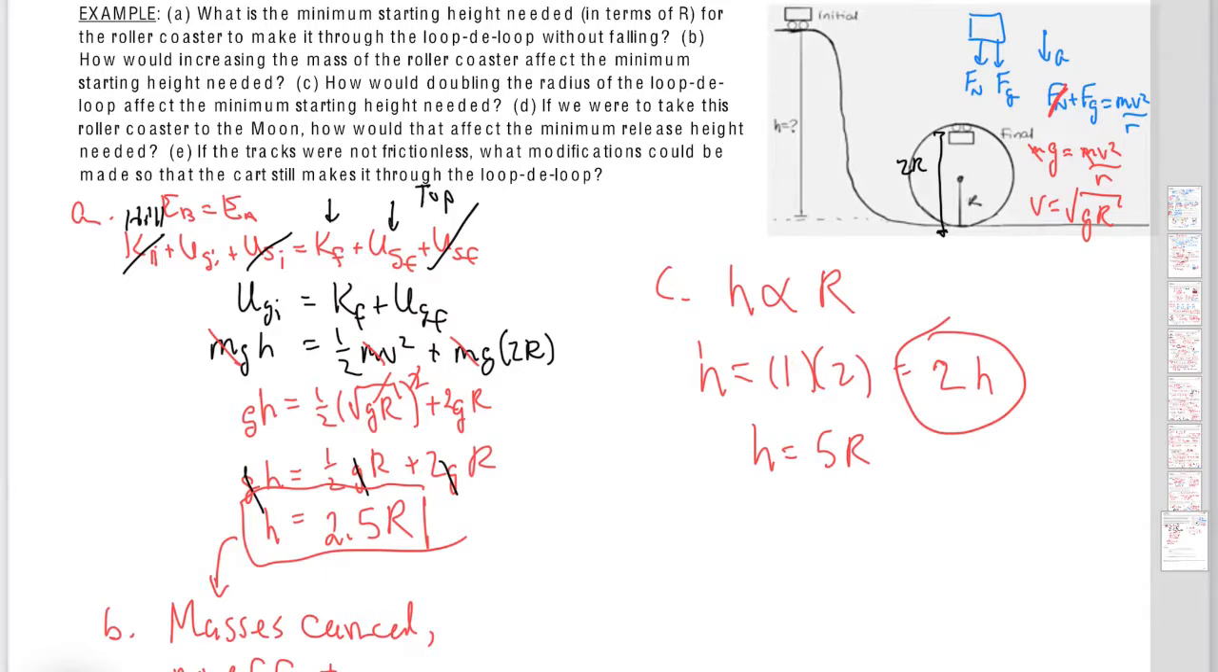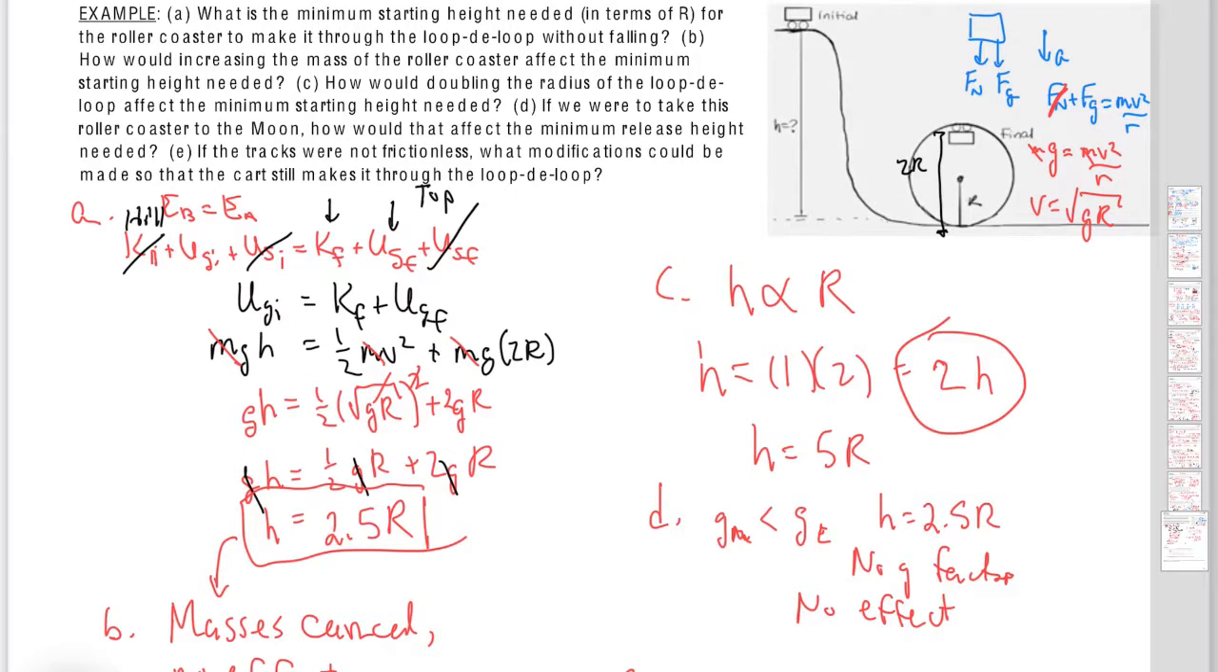Part D, if we were to take this to the moon, how would that affect the minimum release height needed? So the moon, g moon, is less than g earth, but notice in my equation 2.5r, there's no g factor, right? So what does that mean? There's no effect if I did this on the moon, and there's no effect if I really do this on any planet. Okay?